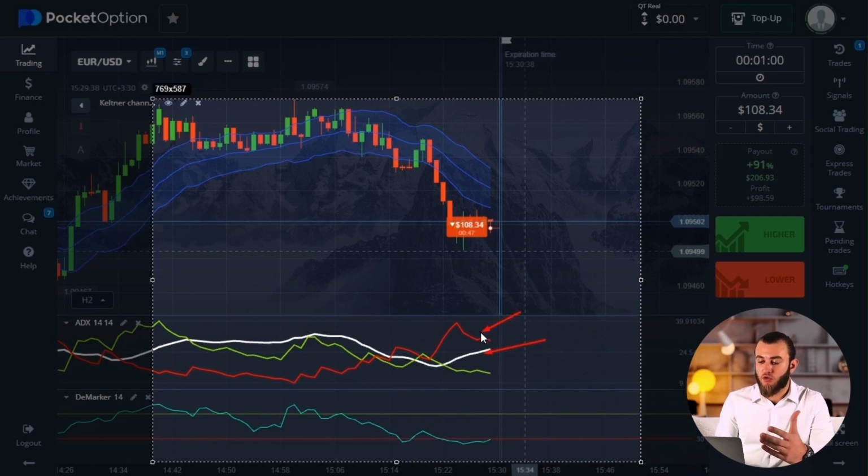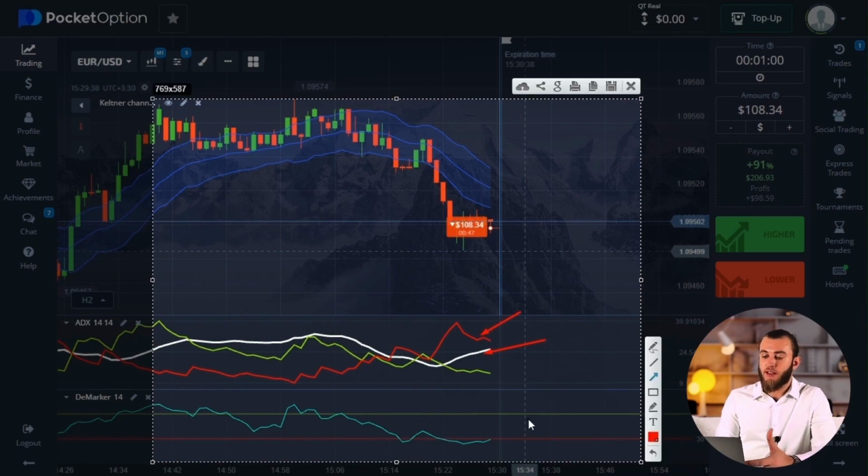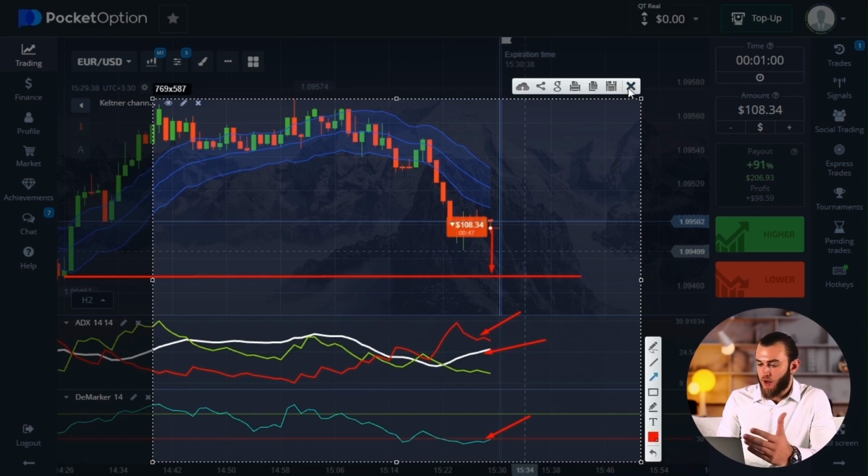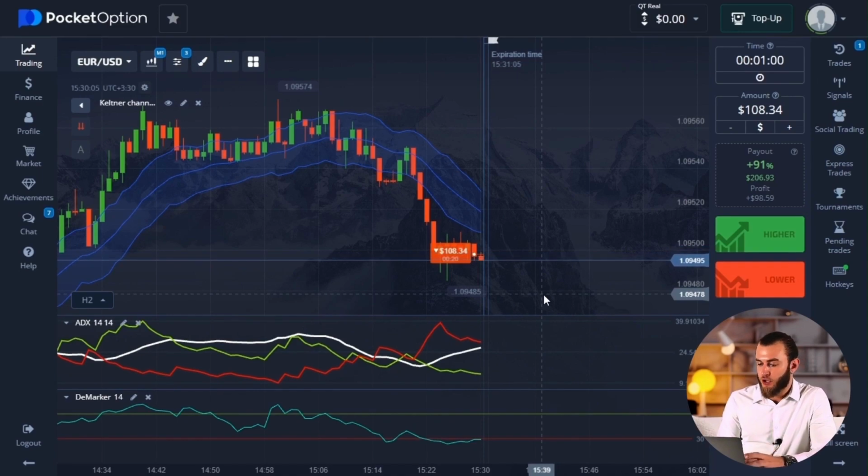We can see that a trend is gaining momentum. Red line on top, which means the trend is still bearish. Demarker has long been in the oversold zone and shows no urgency to leave it. The goal is clear, it's the support level right here. So there's no doubt that the price will continue to decline to this level at least in the next minute.